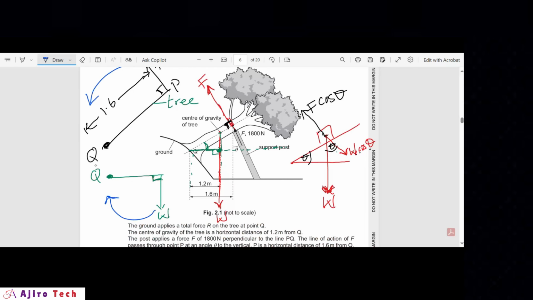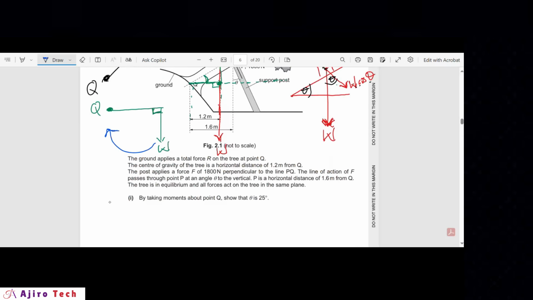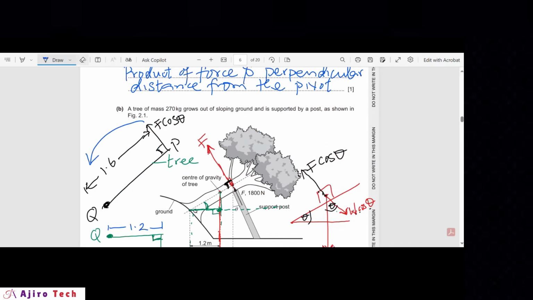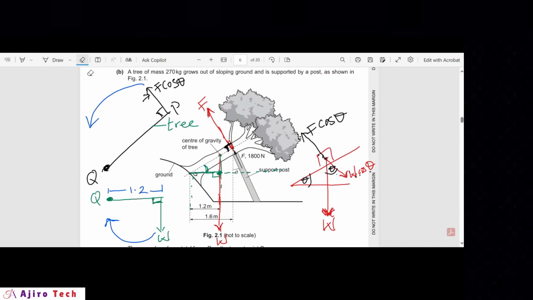So let's talk of the weight first. That will give me the weight. The distance is 1.2, from here to here is 1.2. So 1.2 is equal to, what's the force of this? Okay, but I need to calculate the distance. Oh, this is not 1.6. It's the horizontal distance that is 1.6 here. So I need to know the distance.